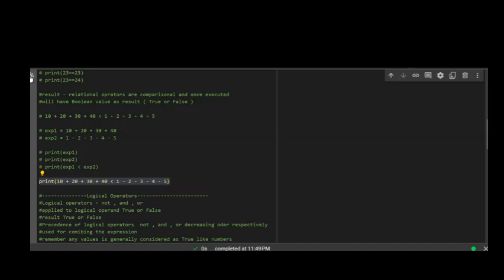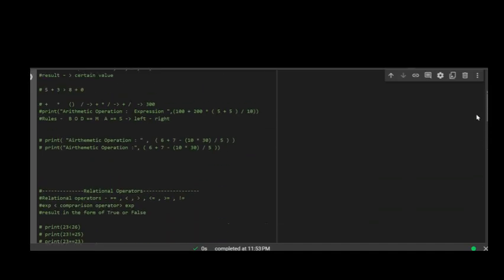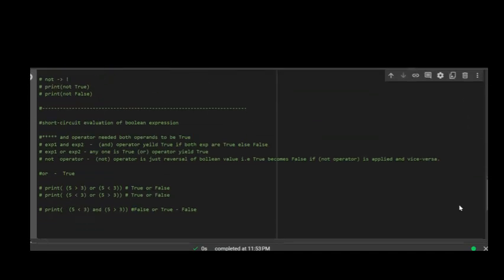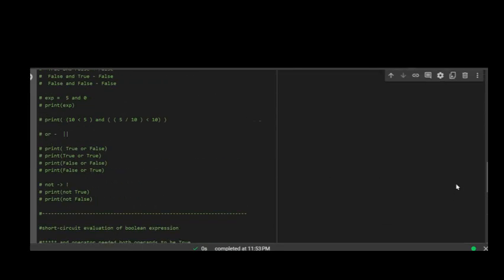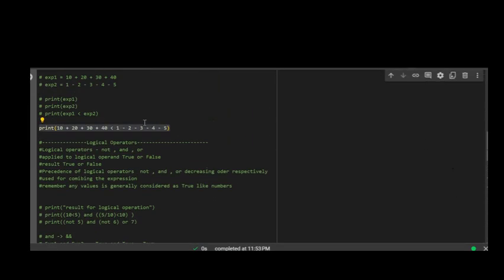Yes, let's see the result. Also we have to comment out something if it is there. No, nothing is there, so this is false. See, from the basics of mathematical operations we know that positive is greater than negative, right? Okay, now we'll talk about the logical operators.